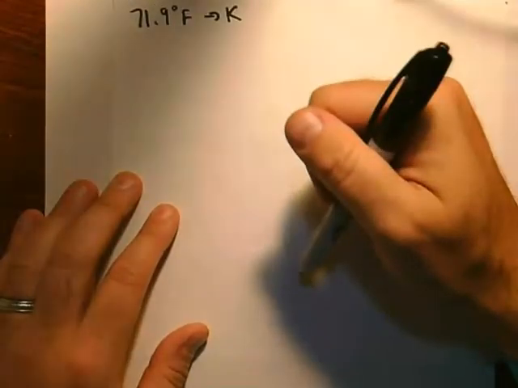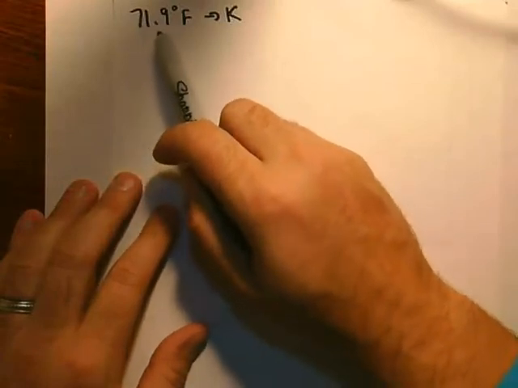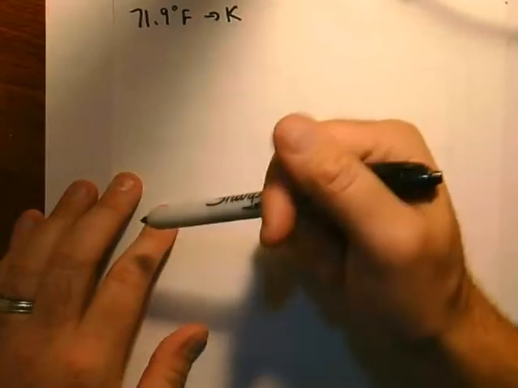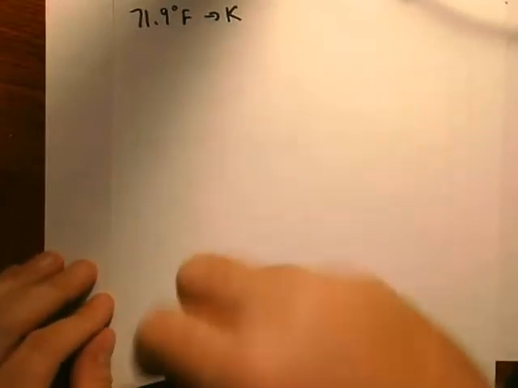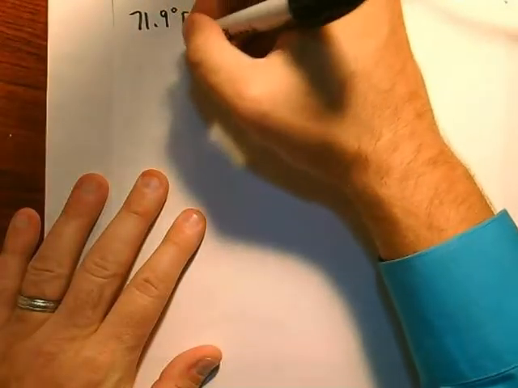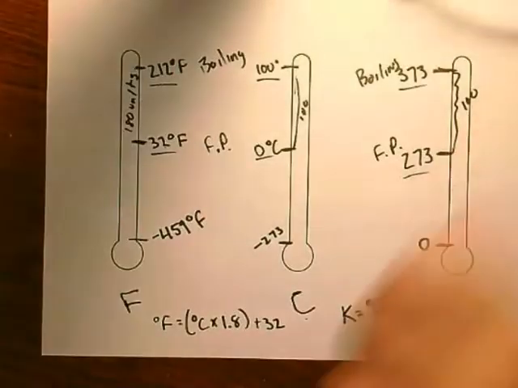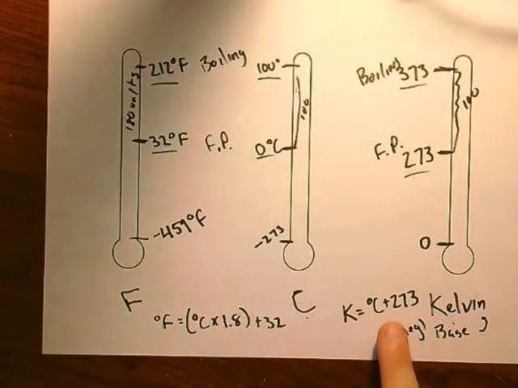Now what if we're trying to go to Kelvin? A scientist is in the lab and he measures the temperature to be 71.9 degrees Fahrenheit, and we're going to go to Kelvin. We don't have a direct conversion from Fahrenheit to Kelvin, so we have to go from Fahrenheit to Celsius and then up to Kelvin. We have our Fahrenheit conversion, we have our Kelvin conversion, and Celsius is the middleman here.